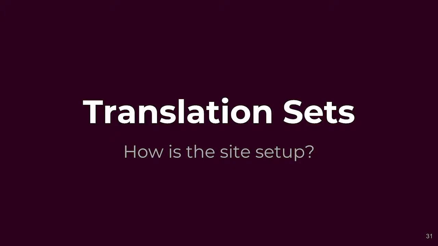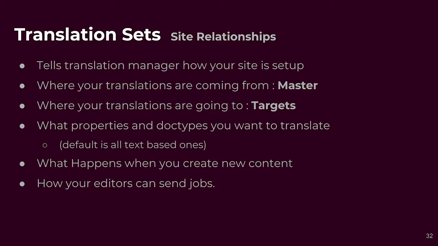So the first thing you do with Translation Manager is you create a translation set. A translation set basically says this is where our translations are coming from. So we have a master site. So you might say all our editors write it in English, and then we translate it to Welsh and French. And in there, you can just do a little bit of tweaking.